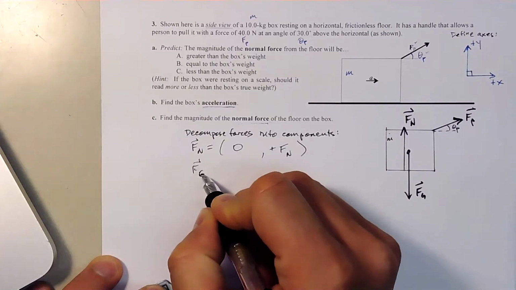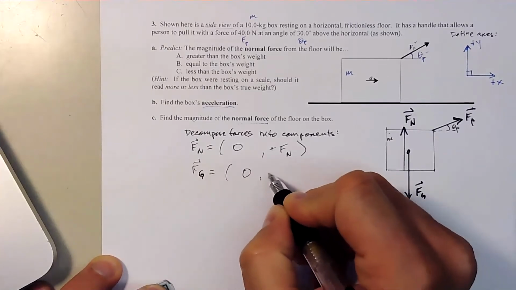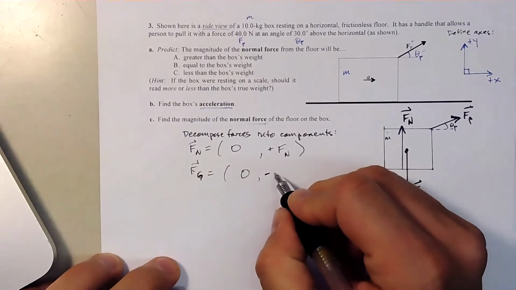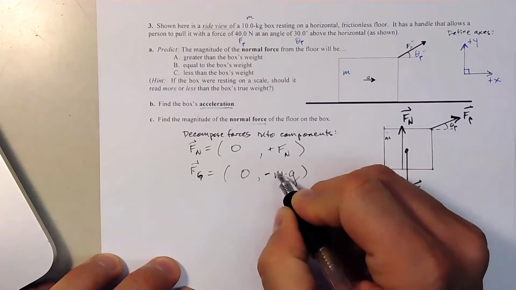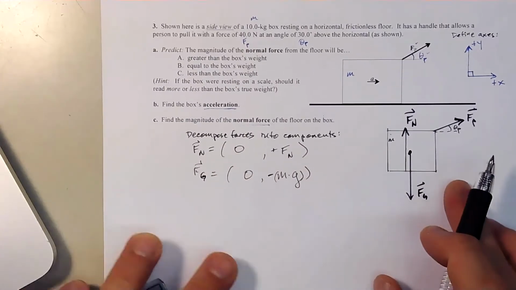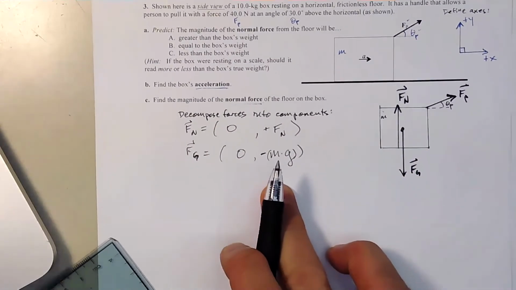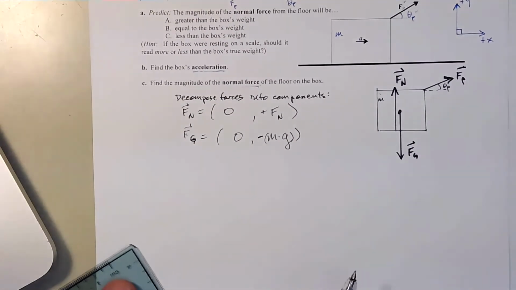On the other hand, weight lies exactly in the negative y direction, and its value is always known. Regardless of the motion of the box, the weight will always have a magnitude of m times g in the negative y direction.